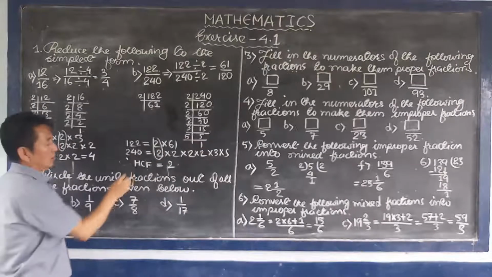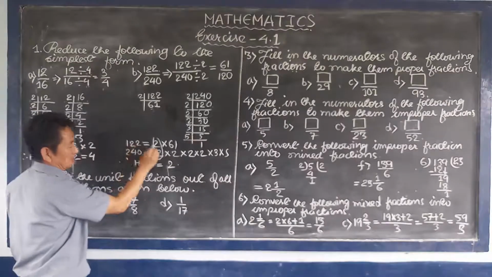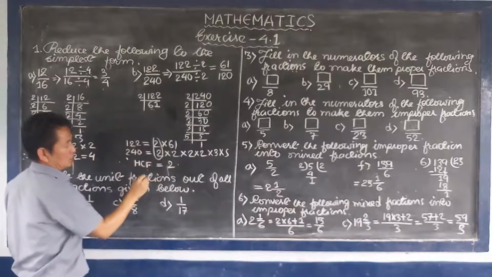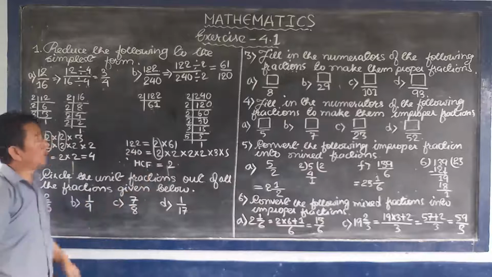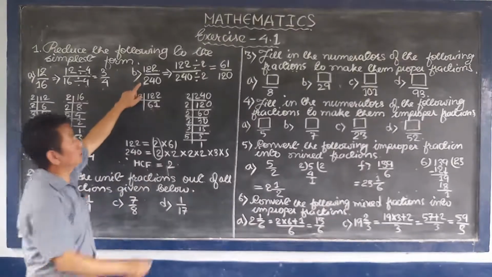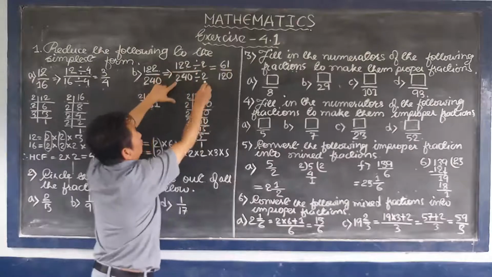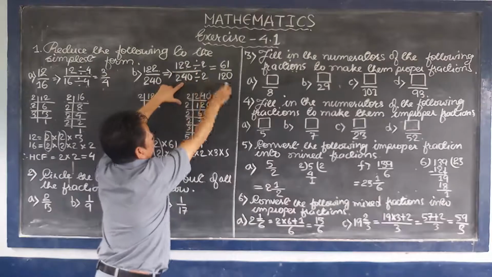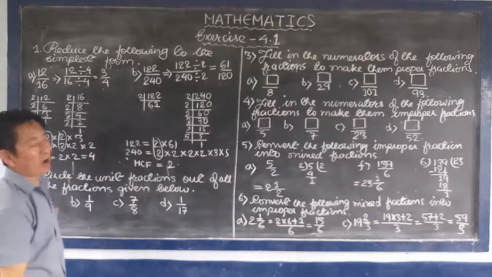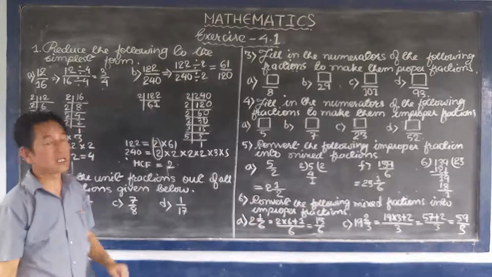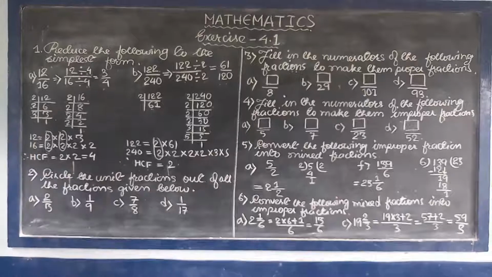Now here, this 122, its factors are 2 into 61, so 2 is the common. So HCF is 2, so both these numbers are divisible by 2. 260 or 2 6s are 12, 2 1s are 2, 2 1s are 2, 2 2s are 4, 2 0s are 0. 61 over 120 is the simplest form of 122 over 240.